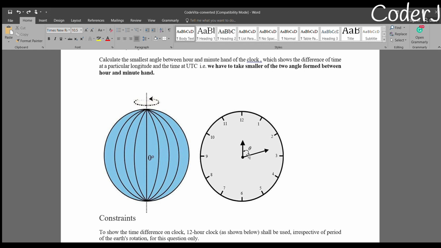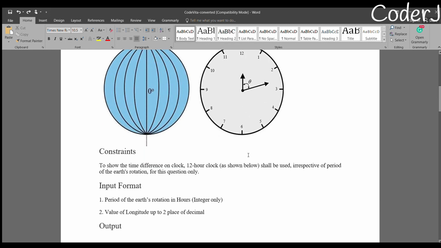Why? Because suppose theta was 270 degrees. Then 360 minus 270 will give me 90, so 90 degrees is smaller, right? So we just have to find the smaller angle, and that will take just one line of code. But it is important, because without this you might fail some test cases. Now, moving on to the real question. The real question starts from here, so just try to focus.